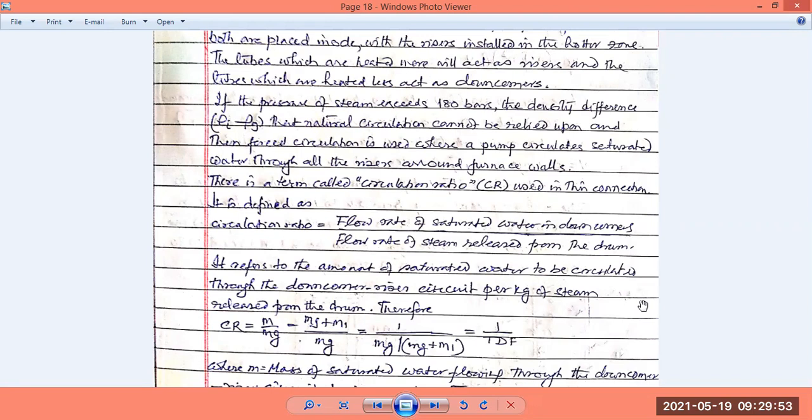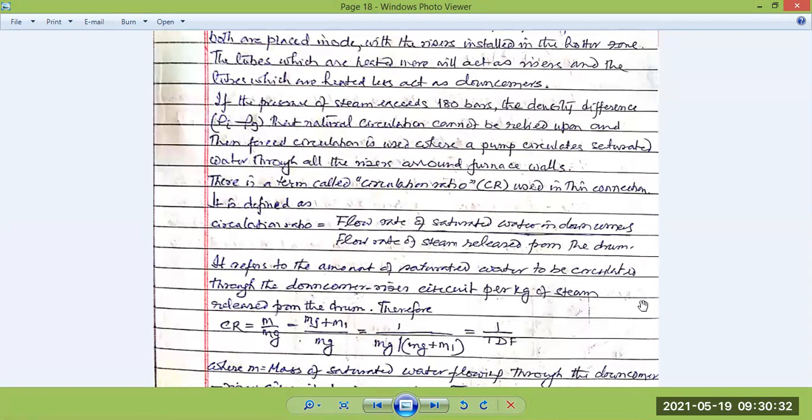Now, the flow rate of saturated water in the downcomers is divided by the flow rate of steam released from the drum itself. So what will be the flow rate of steam coming out of the drum? That is, from the drum, what is the amount of steam we are sending to the superheater. The flow rate of water should be more than the flow rate of steam due to the action of the pump itself, and it refers to the amount of saturated water to be circulated through the downcomer-riser circuit per kg of steam released from the drum.